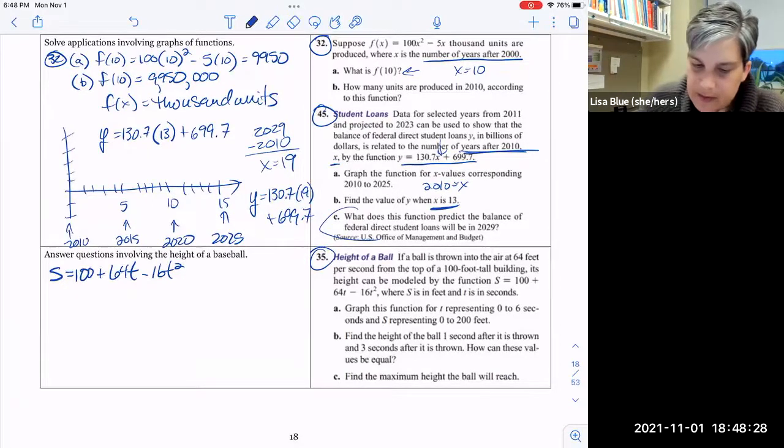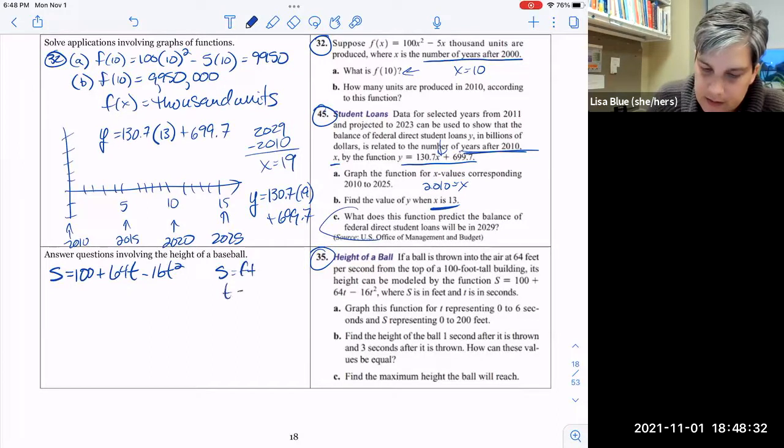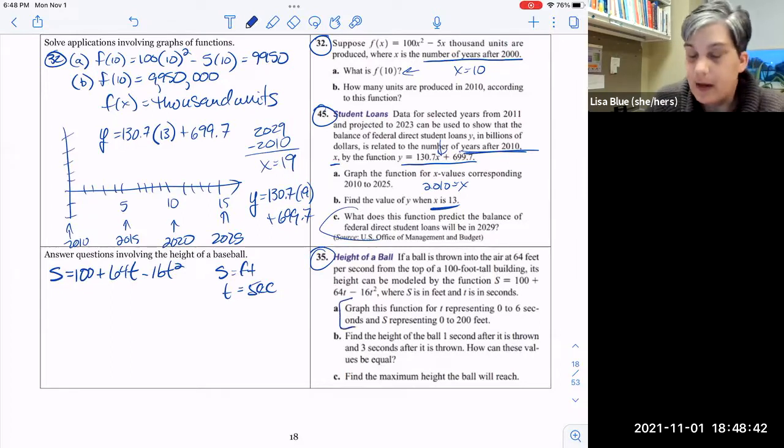All right, so S is in feet and t is in seconds. Graph this function for t representing 0 to 6 seconds and S representing 0 to 200 feet. So this is just setting your graphing area. Find the height of the ball 1 second after it is thrown and 3 seconds after it is thrown.